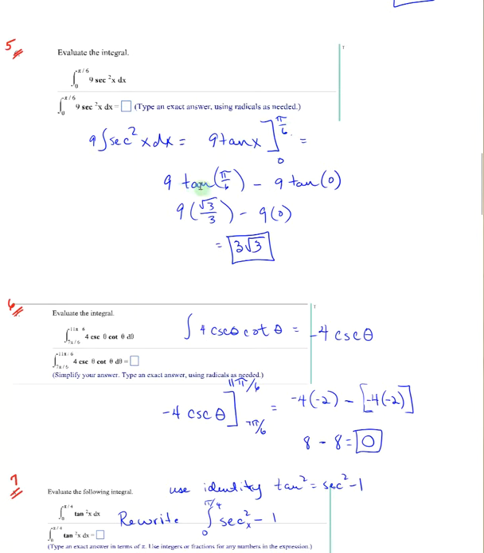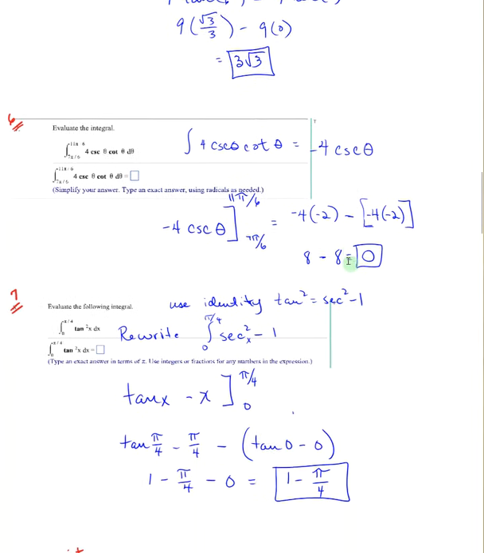So we have 9 tan pi over 6 minus 9 tan of 0. So the tan of pi over 6 is square root of 3 over 3. You can either look at your unit circle, or perhaps you have that memorized. Minus 9 times the tan of 0, which is 0. And so we just end up with 9 times this. The 9 and 3 cancel and leave 3 up here. So 3 square roots of 3.